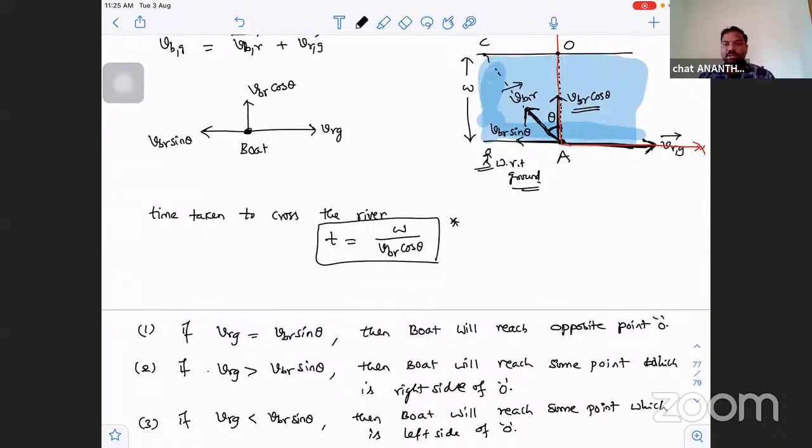Once you understand these three conditions, you can solve most river-boat questions, provided you practice and understand the question in the right way. All of you write down and think. There are three velocities: towards the right, towards the left, and across. Across, VBR cos theta is there.